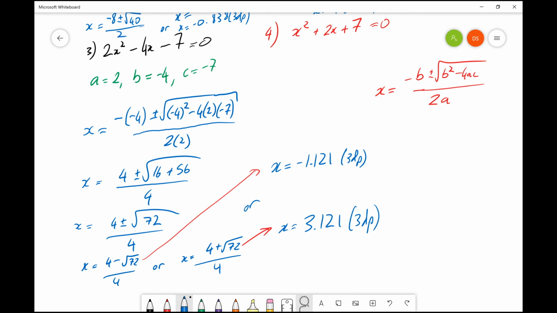I want you to think about it, and I want you to comment. I'll wait as to what happens after I do this. A equals 1, B equals 2, and C equals 7. Plug it into the quadratic formula and see what happens.